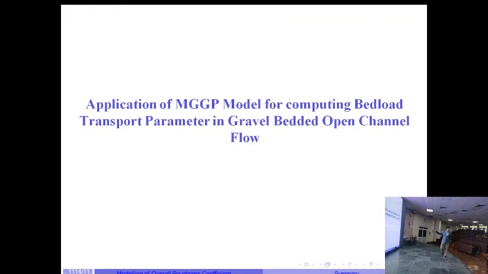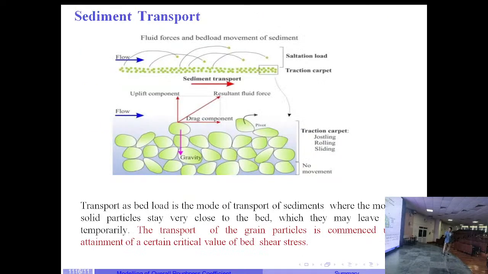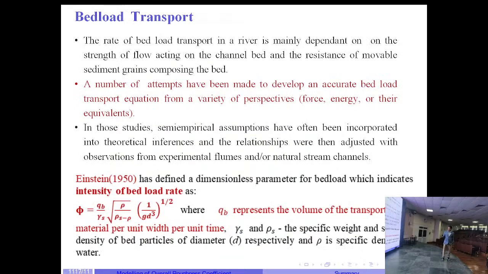Finally, the final touch. I'll finish this within 5 minutes. The MGGP model for competent bed load transport, which I showed earlier, I'll explain now. I have already told about the morphology, bed load, suspended load and wash load. And you see this is phi. Phi is the intensity of bed load rate.